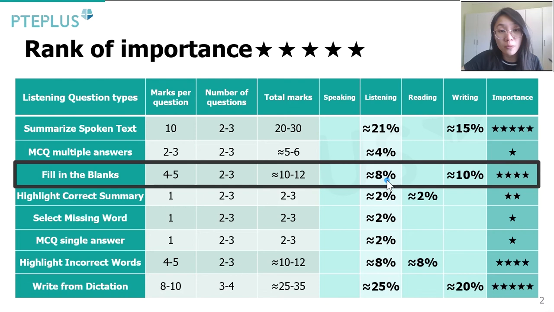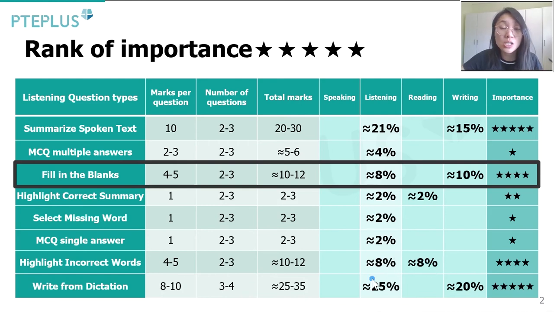And now these top 4, apart from fill in the blanks, also include summarized spoken text, which is a massive percentage, as well as write from dictation, okay, as you can see here, contributing again to listening and writing 25% and 20% respectively, so it is huge. And finally, also highlight incorrect words, which adds roughly 8% to your listening and reading scores.